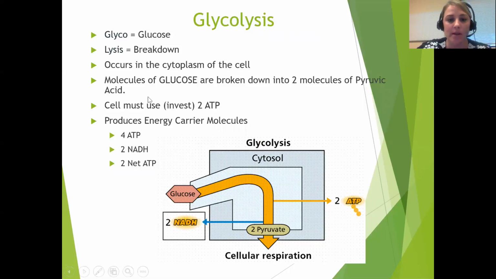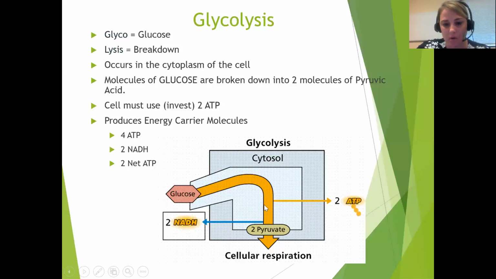So the cell is going to invest some energy for this process to happen. It's going to basically spend 2 ATP molecules. But what does it get out? It's going to get out 4 ATP, and 2 NADH molecules. So overall, we net 2 ATP molecules. So even though we had to spend 2, we create 4, and that means our net or our overall conversion of ATP is going to be 2.